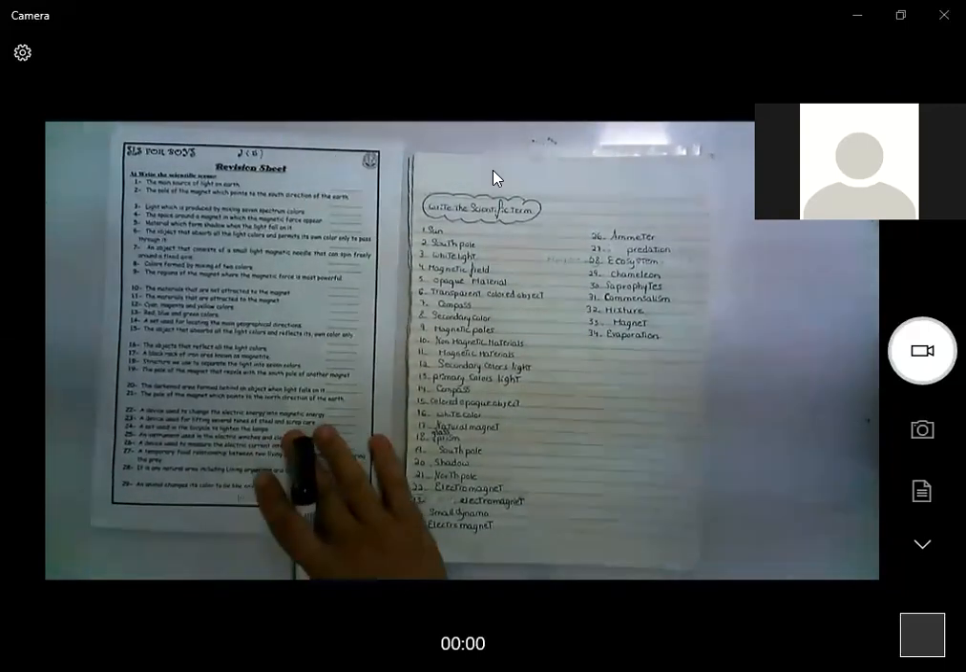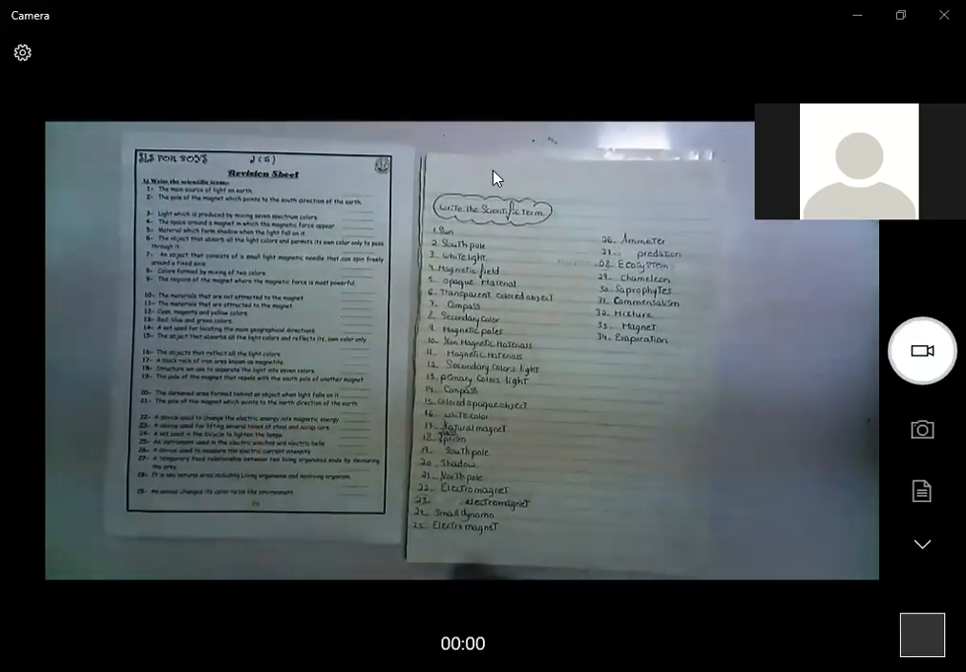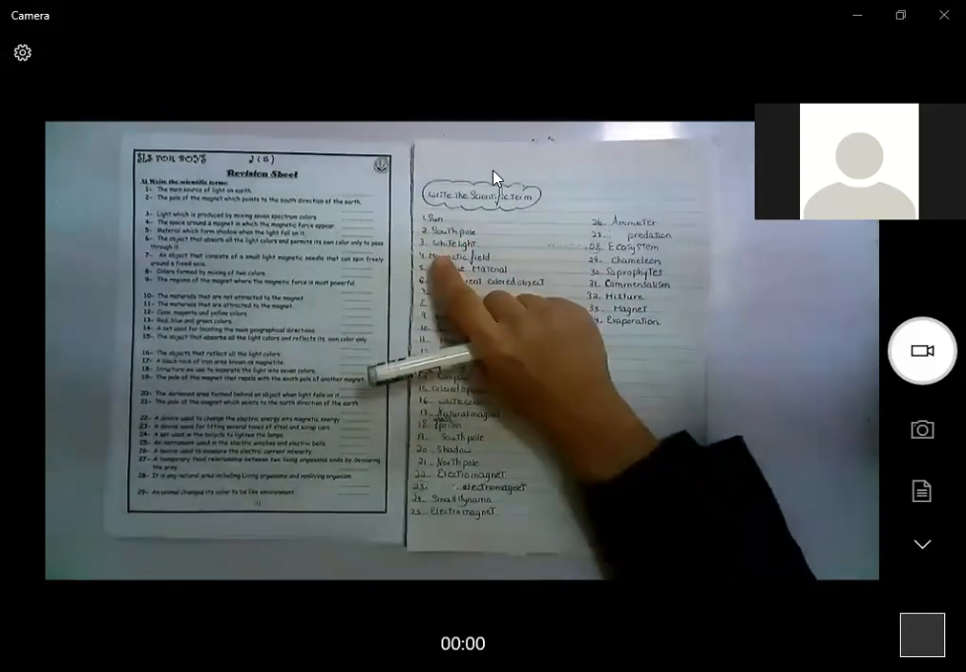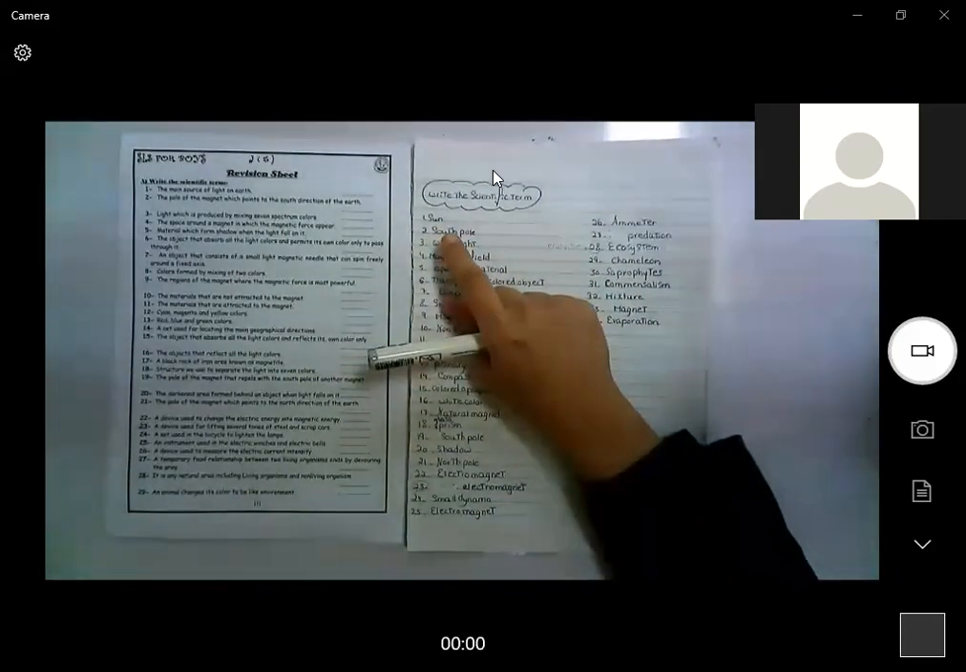Here's our revision sheet. The first question, write the scientific term. Number 1, the main source of light on the earth. You're going to write the sun. The sun is the main source of light on the earth.